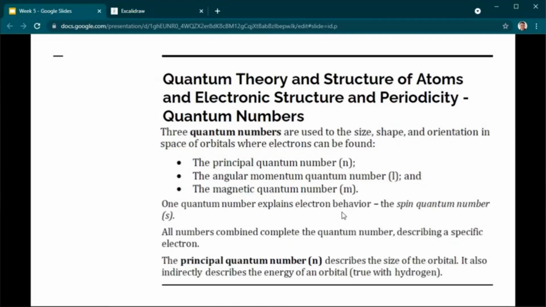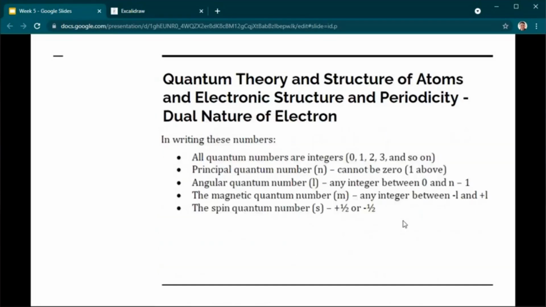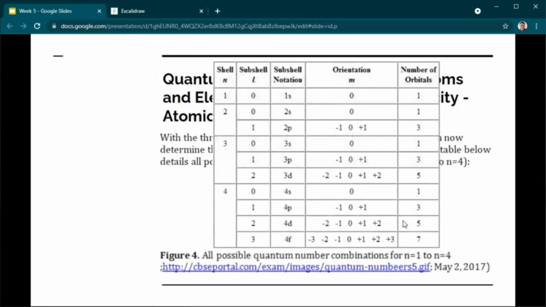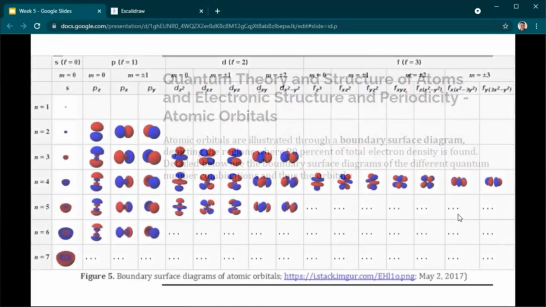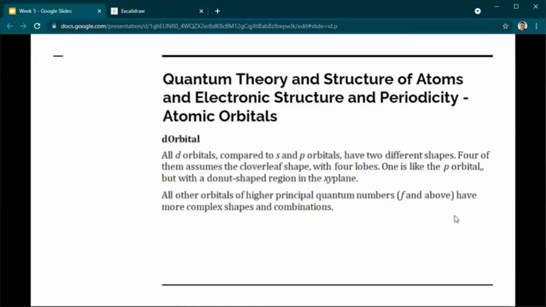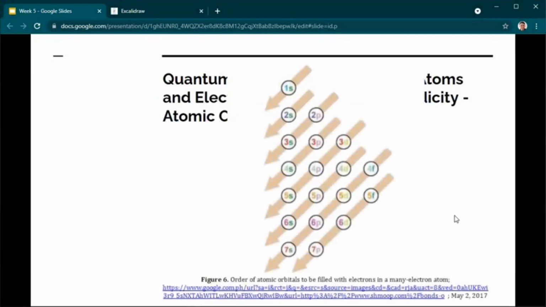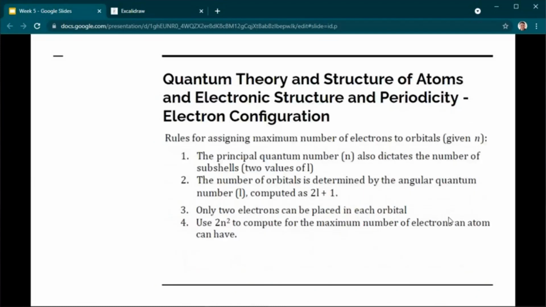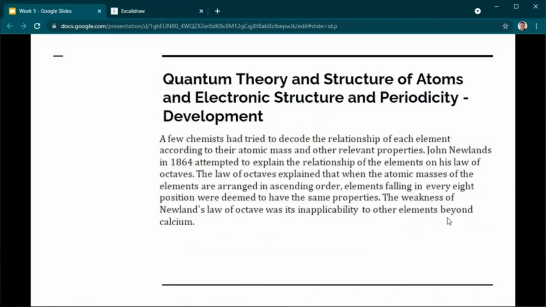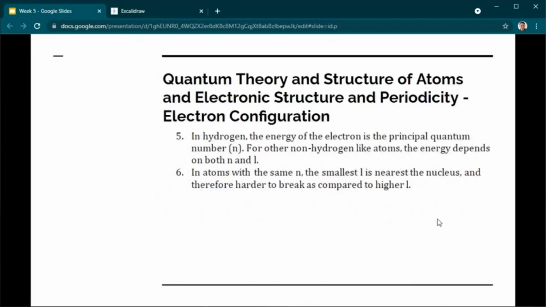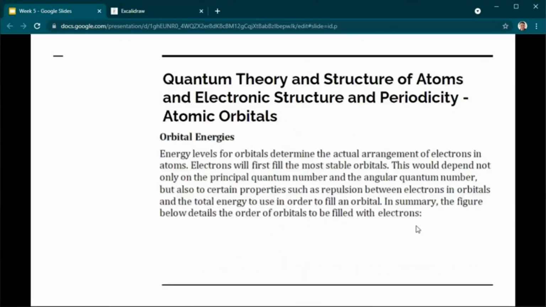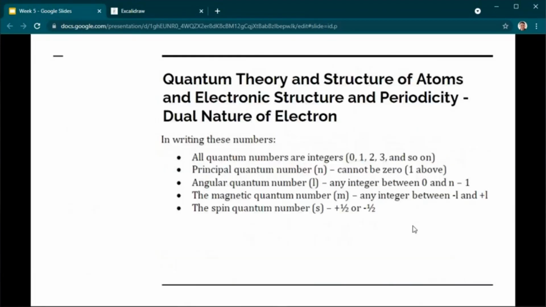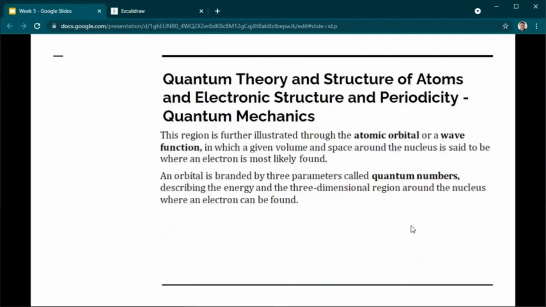So before we, should we discuss first or should I show you how it looks like first? Let's see. Okay. Let's see. Okay. So I guess we should discuss first before we show you these illustrations.